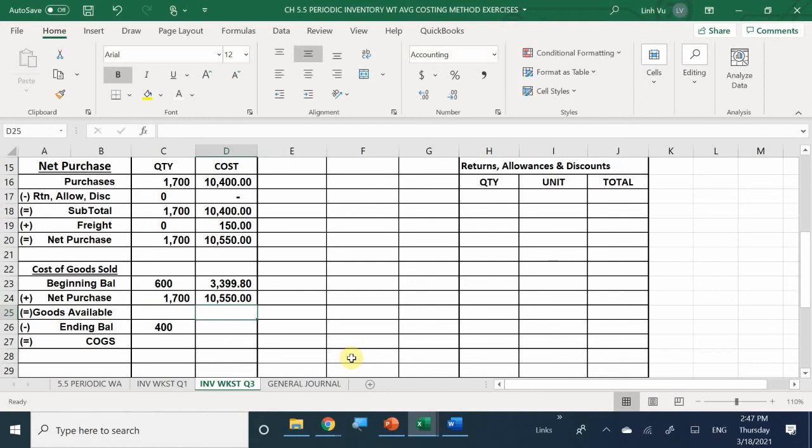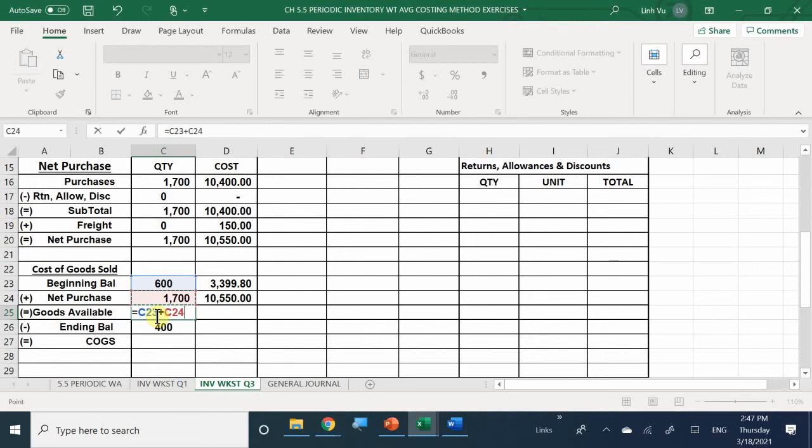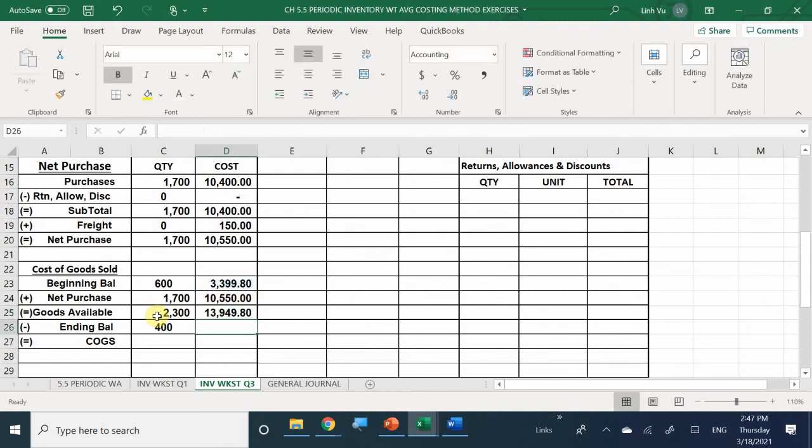Okay. So now we're going to solve for our goods available. In this case, we're going to add these two numbers together. So 600 plus the 1,700 gives us how much? 2,300. Then we're going to add this plus this to give us our grand total cost of 13,949.80. Good. So this is our goods available. That's what we have available to sell. If someone went down to the basement and told you you only have 400 left, how many items did you sell?